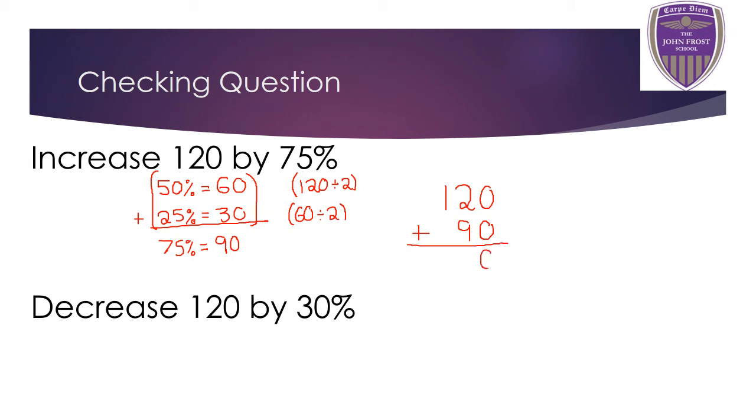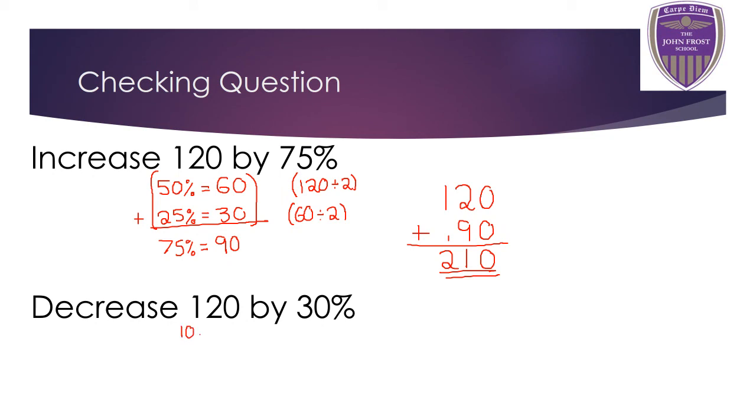0 plus 0 is nothing. 2 plus 9 is 11. So we need to carry the 1 over here. 1 plus 1 is 2. So 120 increased by 75% is 210. For the last question now, decreasing 120 by 30%.